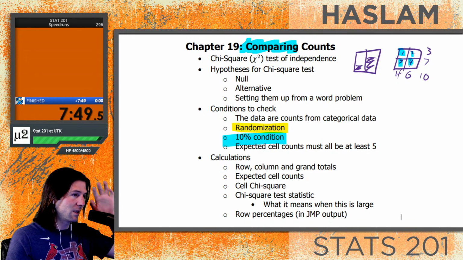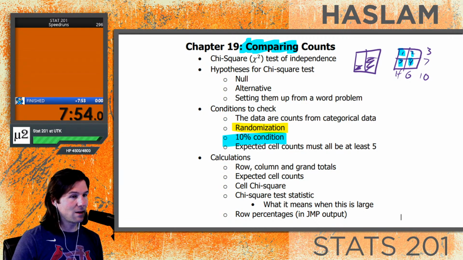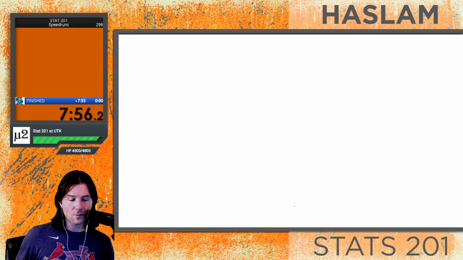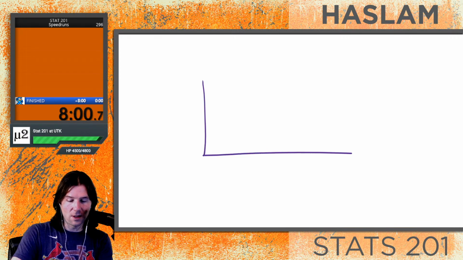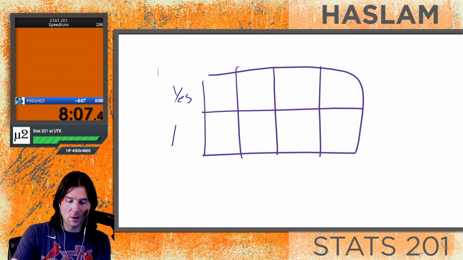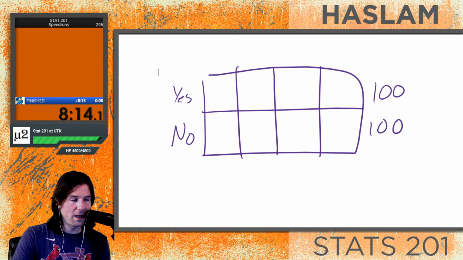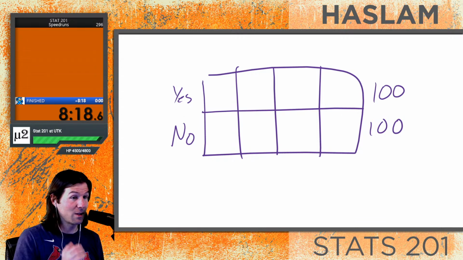Condition 3 right here is expected cell counts must be larger than 5. So what is an expected cell count? Let's talk about this. In our sample of UT students, let's make up another set of data right here. We have yes, no. Let's say 100 students own pets and 100 students don't own pets. Does that make sense? Pause when we get to condition 3 because it's going to change. It depends on what you're doing.